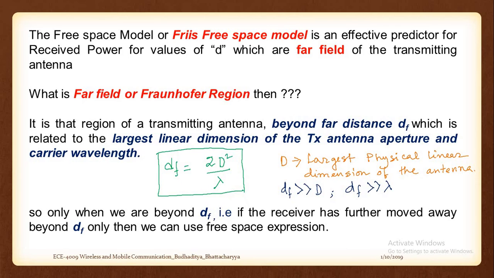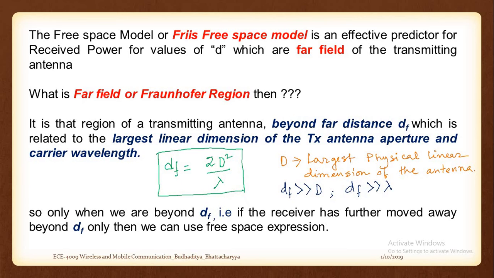We define this as the far field region. Again, please note down this word, far field region, because this is the region after which the free space model can be applied. As you can observe here, it is that region of a transmitting antenna beyond the far distance df, which is related to the larger or the linear dimension of the transmitter antenna.